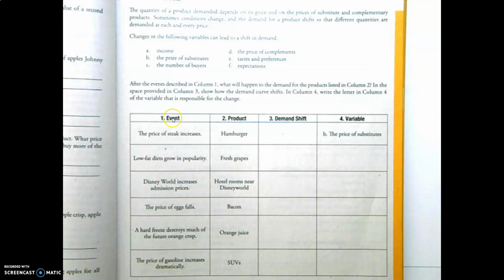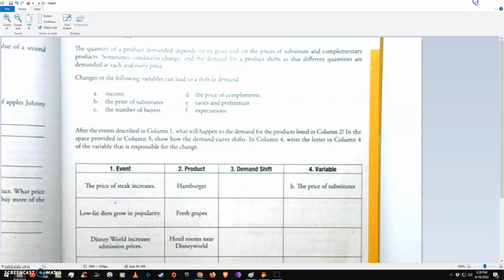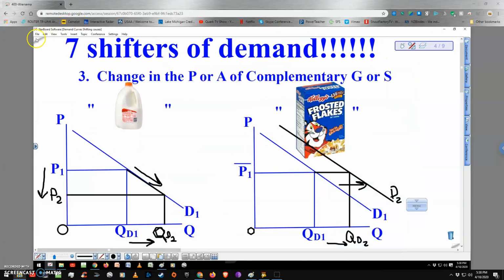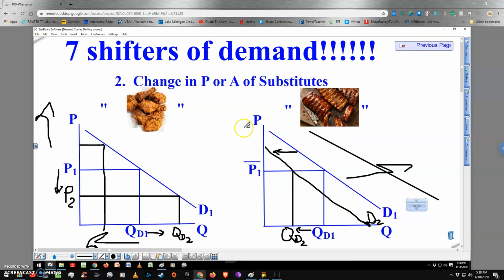This is an event. This is not the demand curve you're graphing. This is the demand curve you want to look at. For example, the demand curve for hamburger. What happens to the demand curve for hamburger if the price of steak increases? Wow, sounds like what we were talking about just moments ago. Well, over here, they're telling you the relationship is substitute. If it's a substitute relationship, maybe, just maybe, this comes to mind, right? Notice that they go in opposite directions.